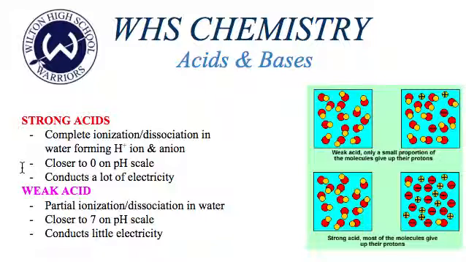And then weak acids, there's a partial dissociation in water. So as we can see in this top picture, once the reaction occurs, only a small portion of the molecules actually donated their protons or their H plus ions, which shows that it's a weak acid as there's only partial dissociation. And these weak acids are usually closer to 7 on the pH scale, and they conduct little electricity.